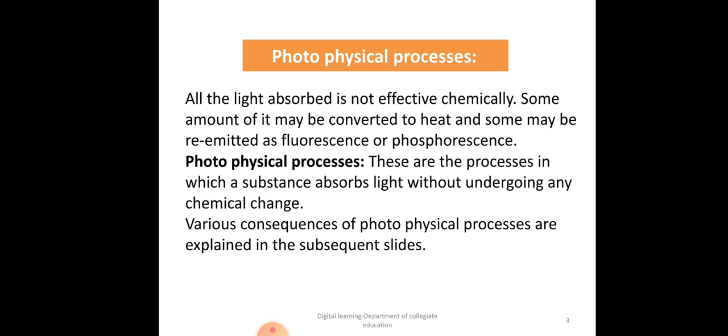Photophysical processes. All the light absorbed is not effective chemically. Some amount of it may be converted to heat and some may be re-emitted as fluorescence or phosphorescence. Thus, these are the processes in which a substance absorbs light without undergoing any chemical change. It is called as photophysical processes. Various consequences of photophysical processes are explained in the subsequent slides.